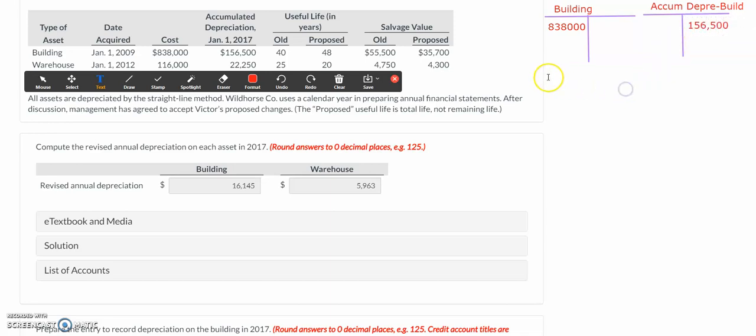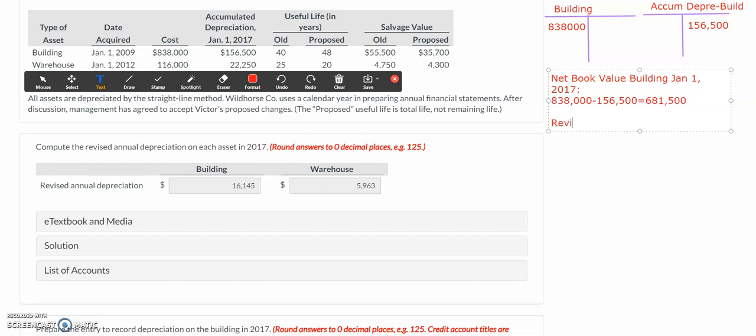$156,500. So when we start this problem, we want to know, what is our net book value of that building on January 1st, 2017? So you'll remember that the net book value is going to be the cost. So we're going to take 838 minus the accumulated depreciation. And this is important because we want to know how much is left to depreciate on this building. So we have $681,500 that is left to depreciate.